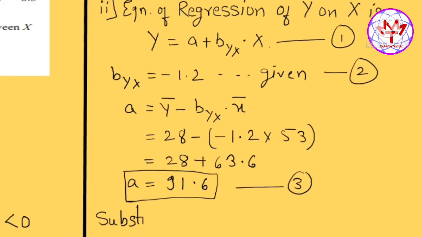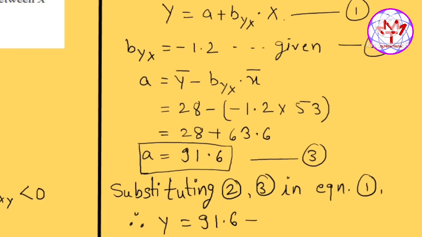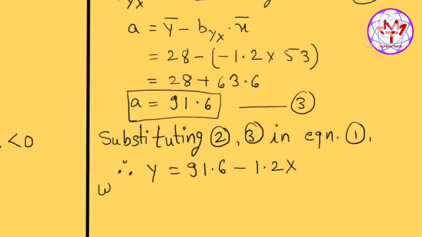So now substituting 2 and 3 in equation 1, therefore y is equal to 91.6 minus 1.2x. Now we have to find the value of y when x is equal to 50. So we'll substitute x is equal to 50 in this equation.